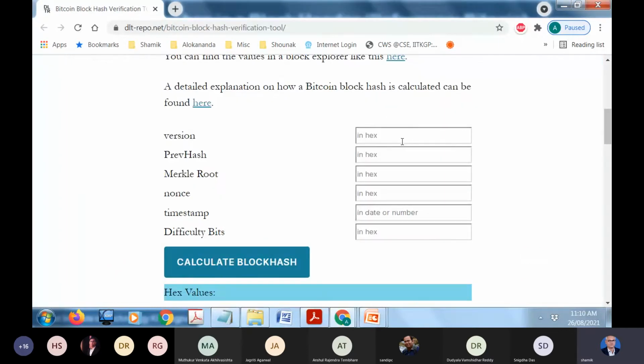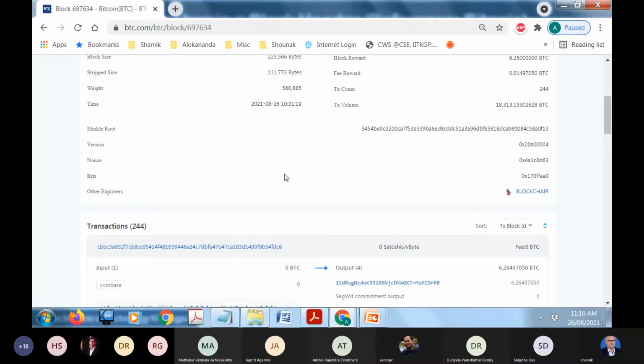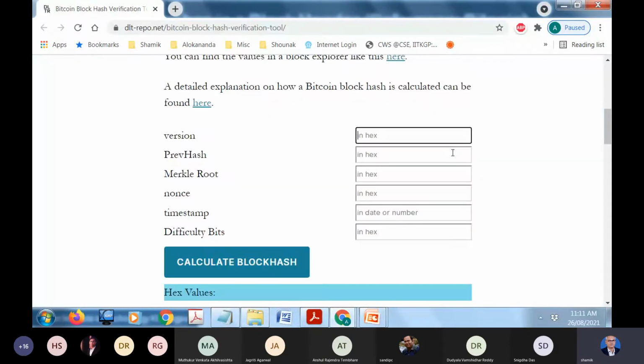The first one is version. So let us pick up this. What this version is I will discuss, but first I just blindly pick this up. It also says that I have to give it in hex, so I can give it in hex. If we write 0x, it is clear it is in hex.